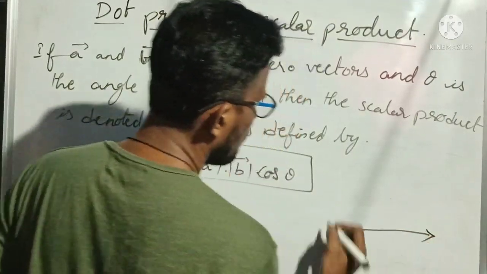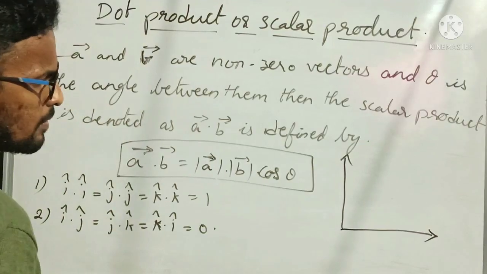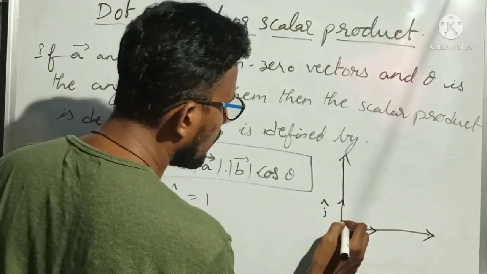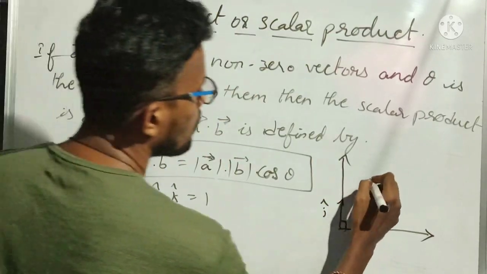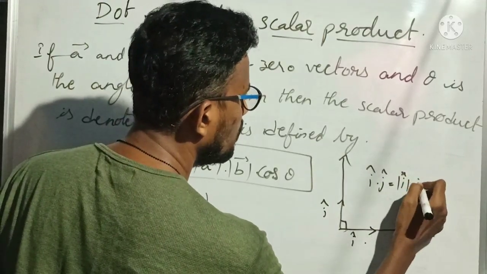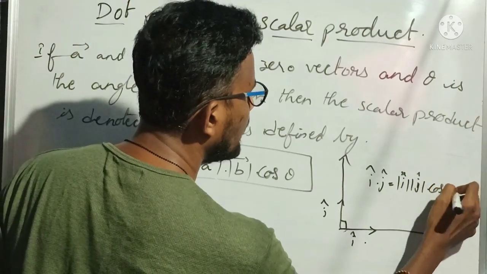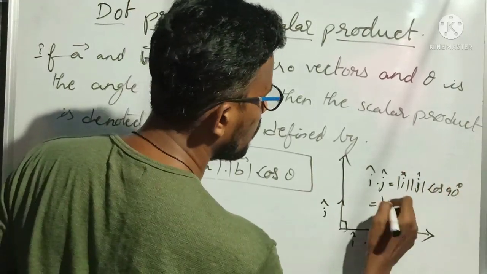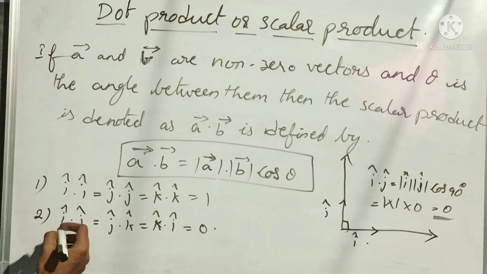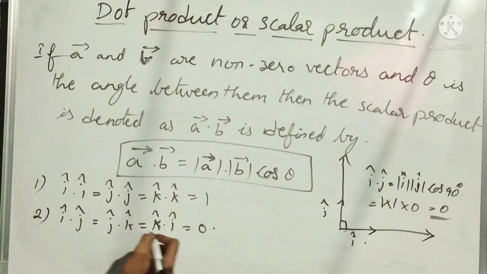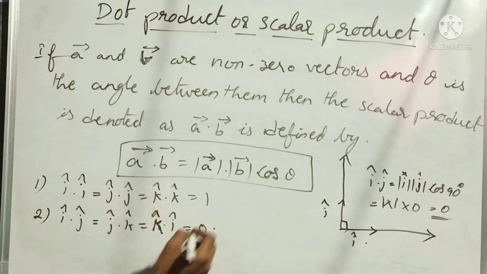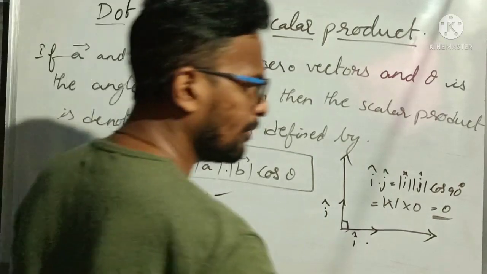See here, this is my x-axis, this is my y-axis, right? This is my unit vector i cap and this is my unit vector j cap. So what is the angle here? 90 degrees, right? So i cap dot j cap is equal to modulus of i cap into modulus of j cap into cos 90 degrees. What is the value of cos 90? 0. So 1 into 1 into 0. Anything multiplied by 0 is 0. That's why i cap dot j cap is equal to j cap dot k cap is equal to k cap dot i cap. All three values are equal to 0. Very important conditions. These two you have to learn.